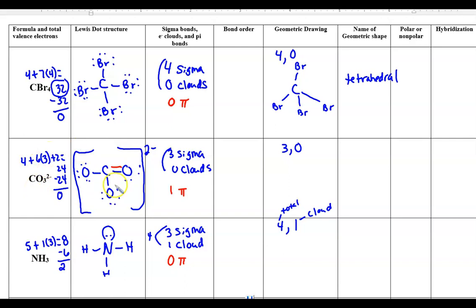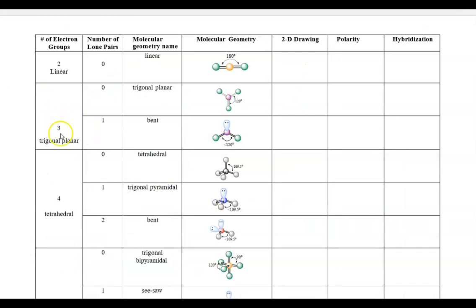Alright, so this next one we said has 3 domains and no clouds on it. So if I go back to my page, you can see 3, we said trigonal planar with no clouds is going to be also a trigonal planar. I'm okay that you guys just write trigonal planar. And you can see that all the angles are the same at 120. So it basically makes a triangle, and it's a flat triangle, which is why it's called planar.